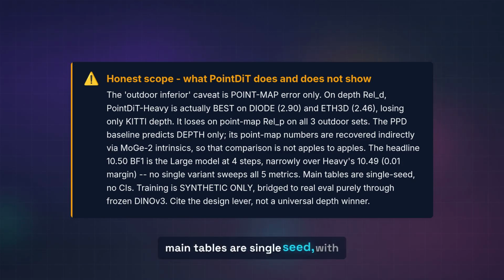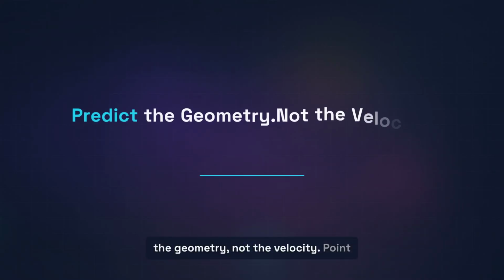Fourth, the main tables are single seed with no confidence intervals. Fifth, training is synthetic only, 11 million images, bridged to real evaluation purely through frozen Dyn3. Cite the design lever, not a universal depth winner. Predict the geometry, not the velocity.